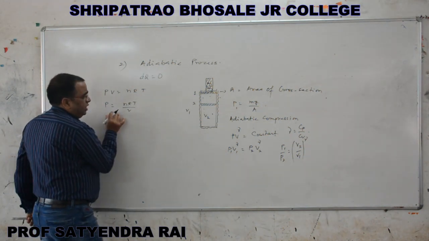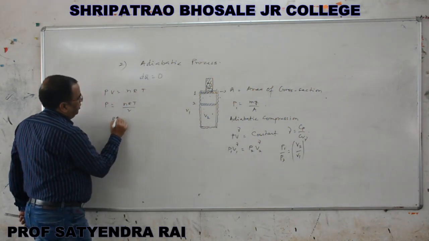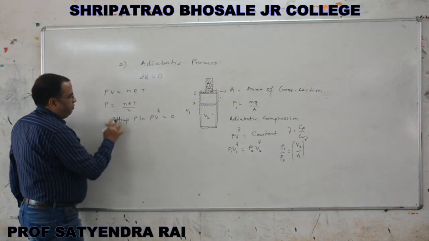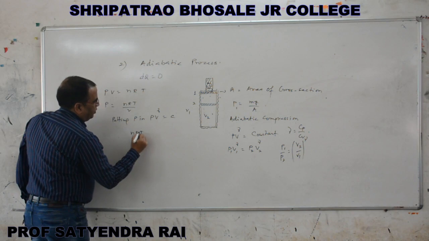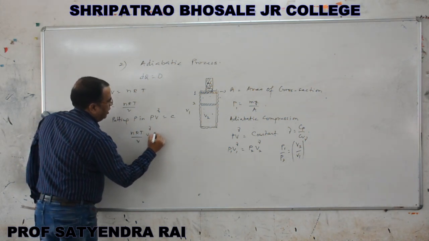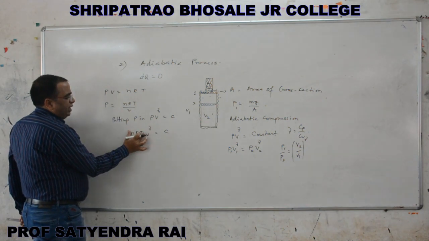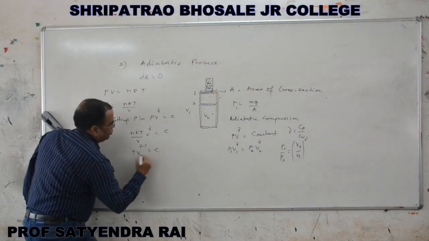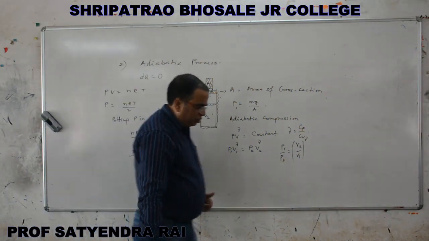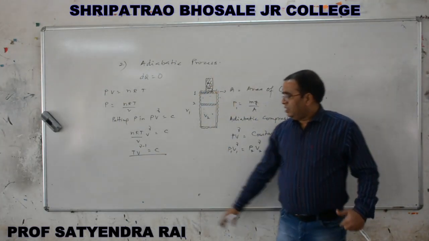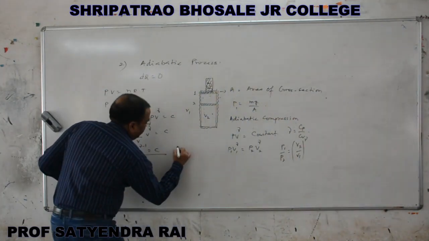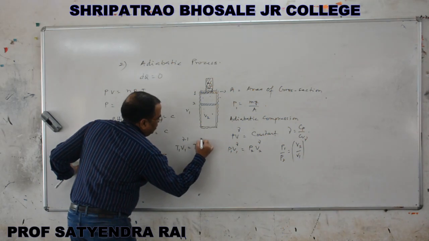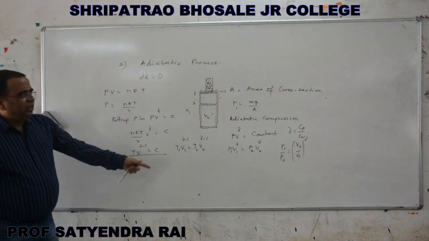Here we are putting this relation in this equation, putting P in P V to the power gamma constant C. P as nRT upon V into V to the power gamma is a constant C. Take this one, nRT is also a constant. So we can write T into V to the power gamma minus 1 is another constant. So this is the relation between absolute temperature T and the volume of the gas V, or here we can say T1 into V1 to the power gamma minus 1 is equal to T2 into V2 to the power gamma minus 1.